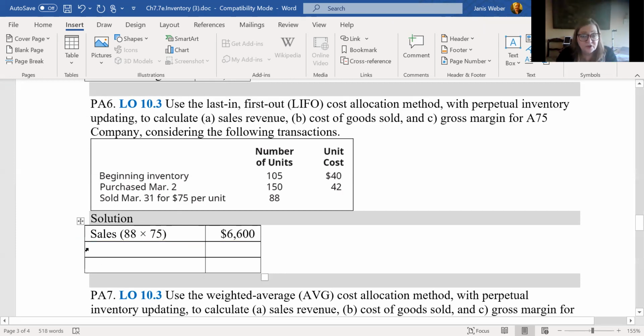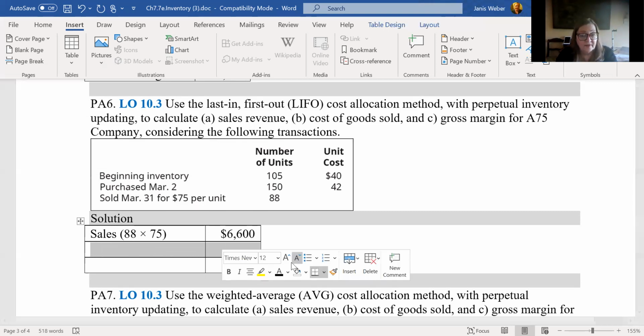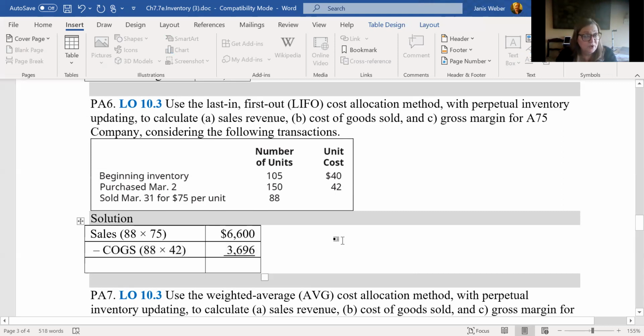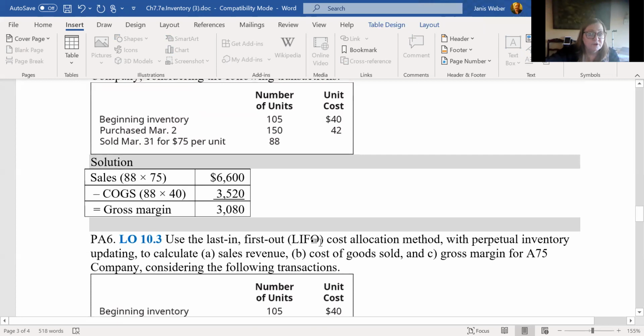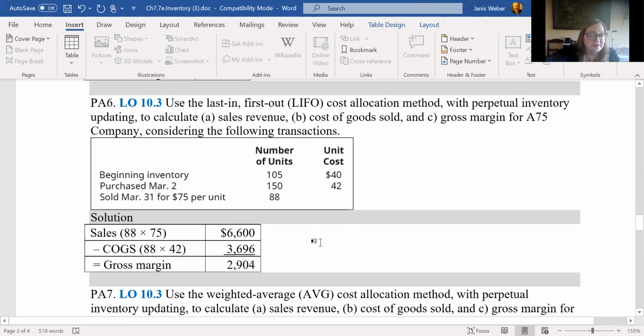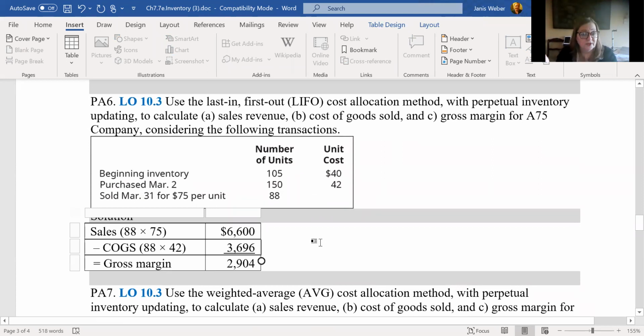So if it's last in, first out, we have these two sets of goods or two lots of product. So assuming last in, first out, we're going to assume we sold from the $42 units because they were the last we bought. And that means we take 88 units times 42 to come up with 3,696. Then for gross margin, we just take sales minus cost of goods sold for 2,904. So comparing the two methods, it looks like first in, first out produced a gross margin of 3,080 and last in, first out produced a 2,904 margin or profit.